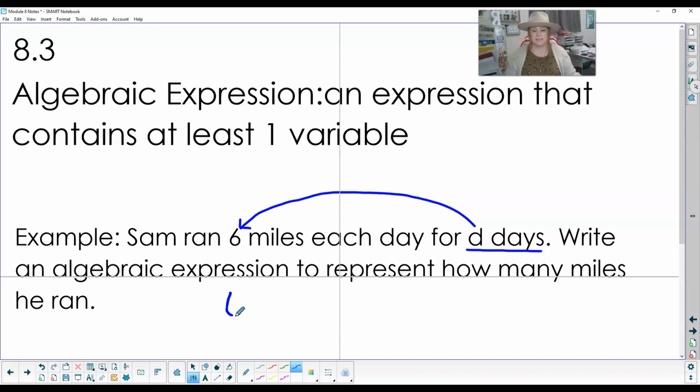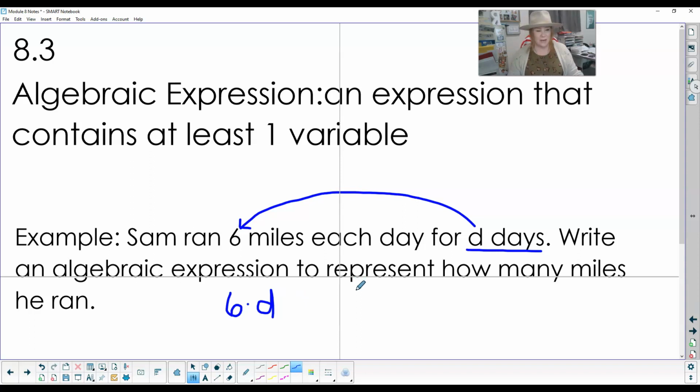So I know he's doing 6 miles, and he did, right, 6 and 6. Add those together, or 6 times 2. If he ran for 3 days, 6, 6, 6. Repeated addition is multiplication. So I don't want to just add them on because I don't know how many I need to add. But if I multiply them, 6 times D, no matter how many days he ran, I can substitute that in, solve that expression, and that will tell me how many miles he ran total.